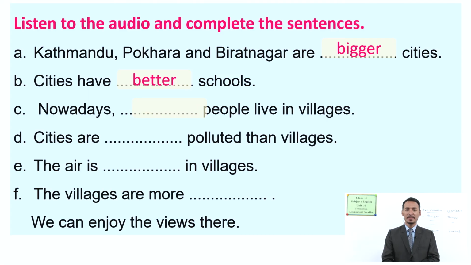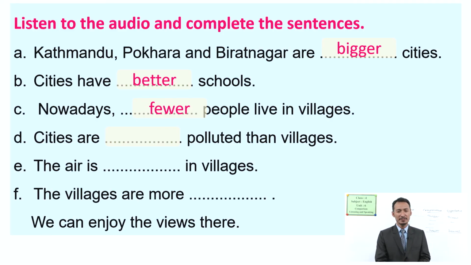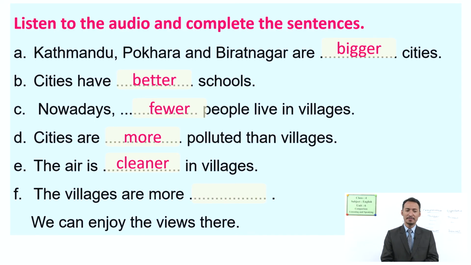And nowadays, fewer people live in villages. Is it right in yours? Yes, that's very good. Now, cities are more polluted than villages, okay? And in E, the air is cleaner in villages. The villages are more beautiful. We can enjoy the views there. Okay, these are the answers, and I hope you have the same answers. And please correct if you have some mistakes. And this is the whole solution to the listening exercise from our book.